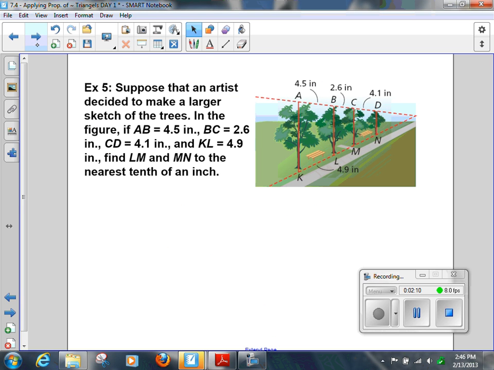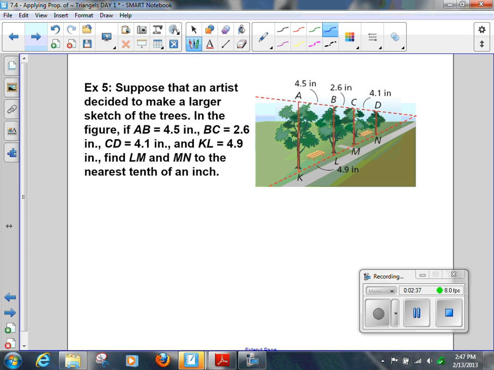Beautiful. Now, how about this application problem? Suppose that an artist decided to make a larger sketch of trees. In the figure, if AB is 4.5, BC is 2.6, CD is 4.1, and KL is 4.9, find LM and MN to the nearest tenth of an inch.